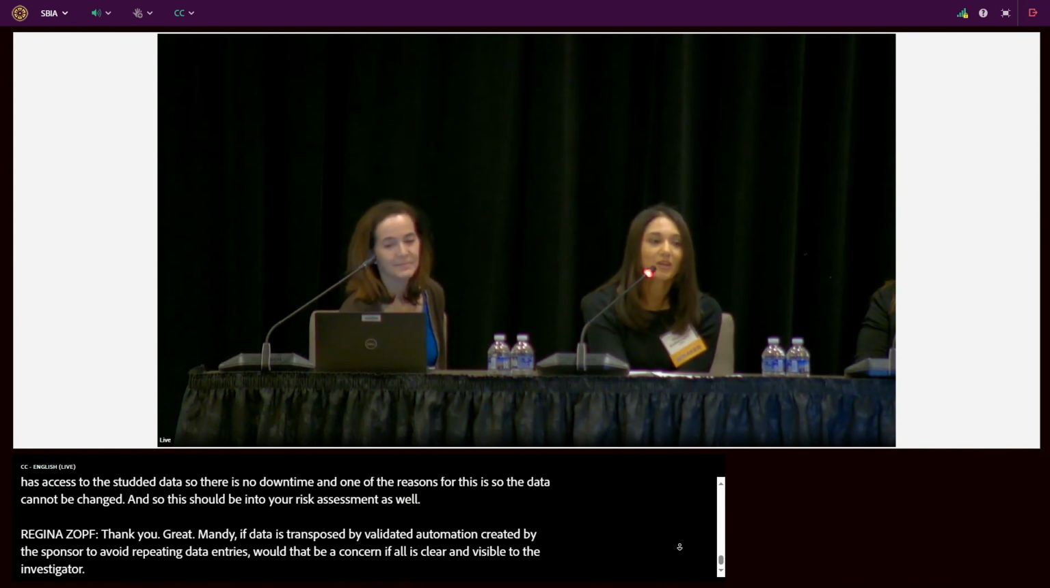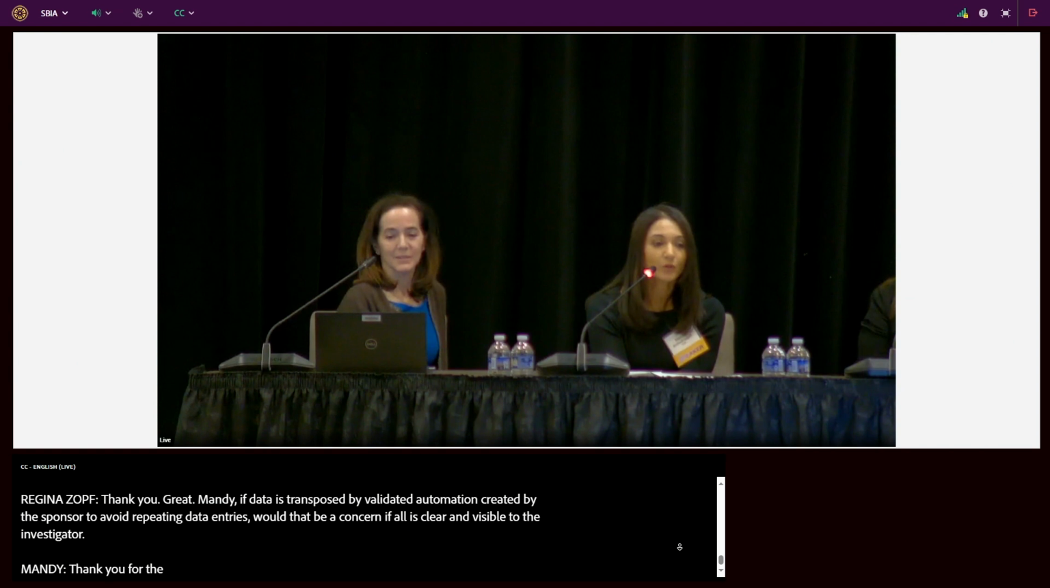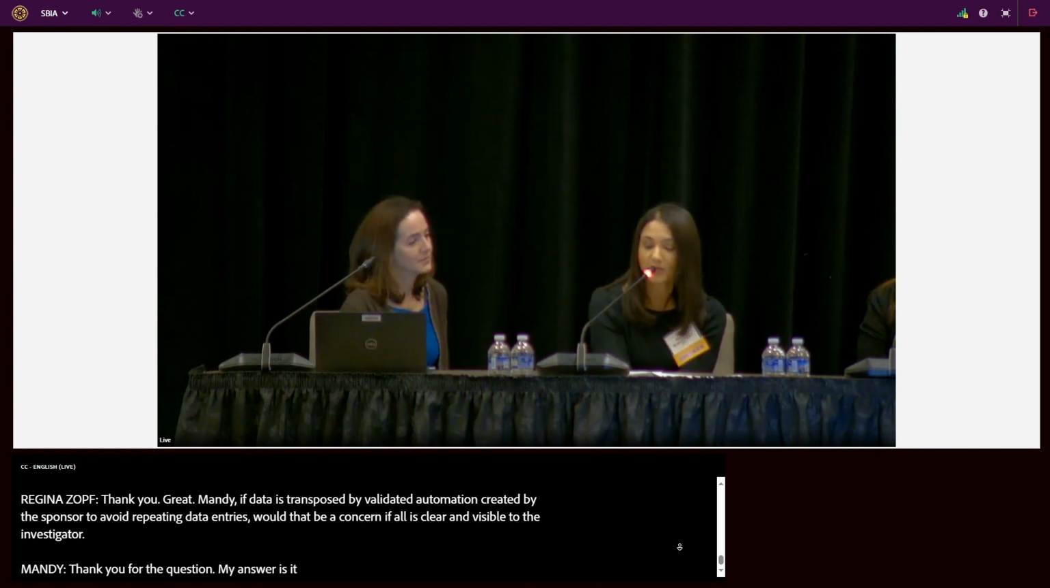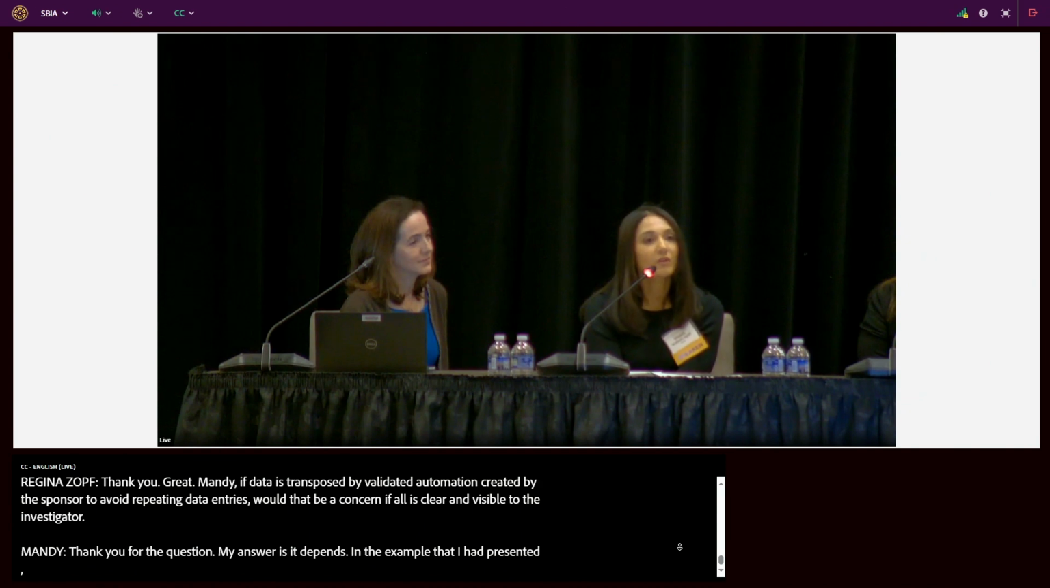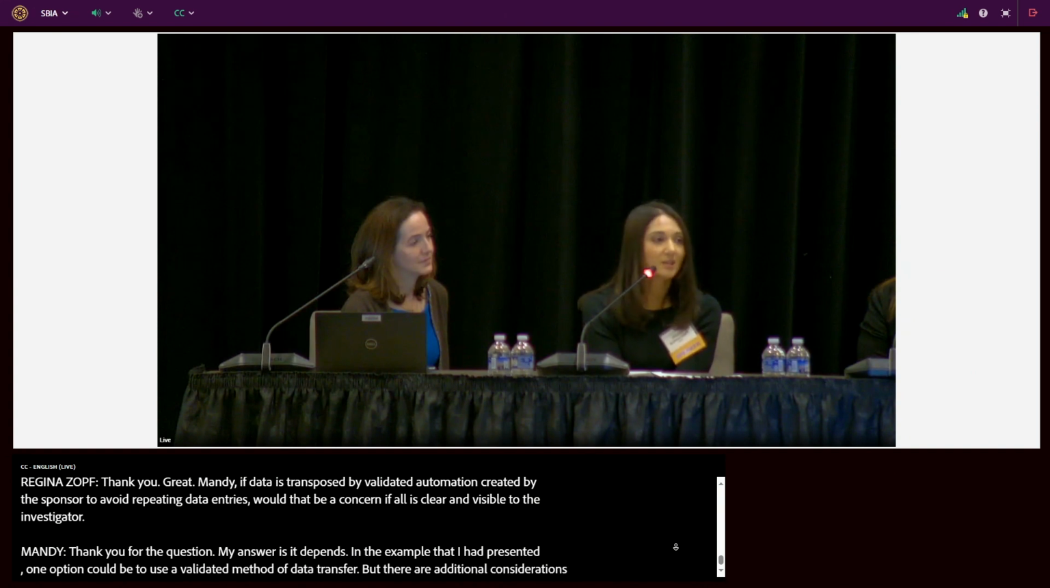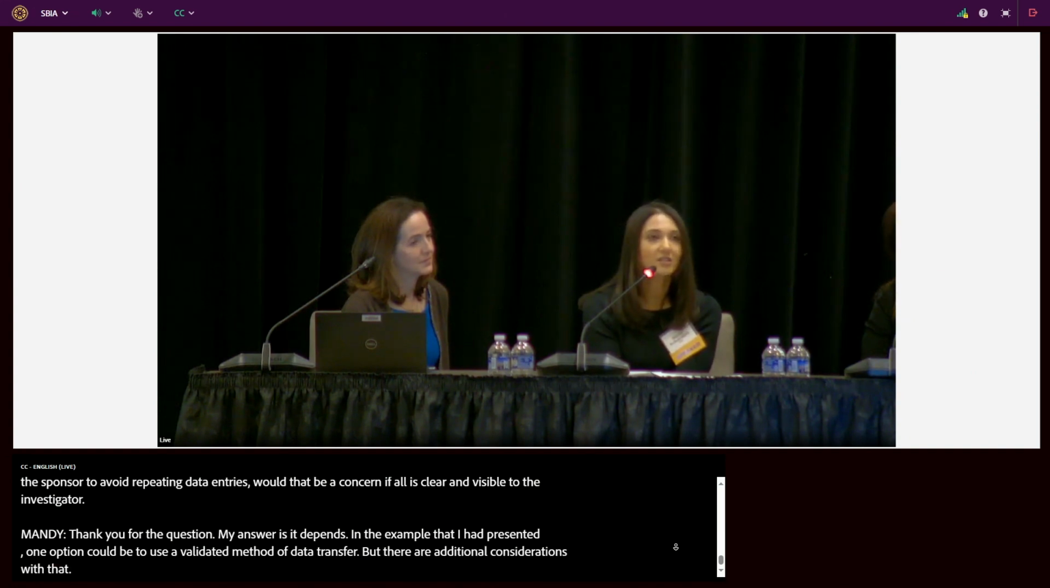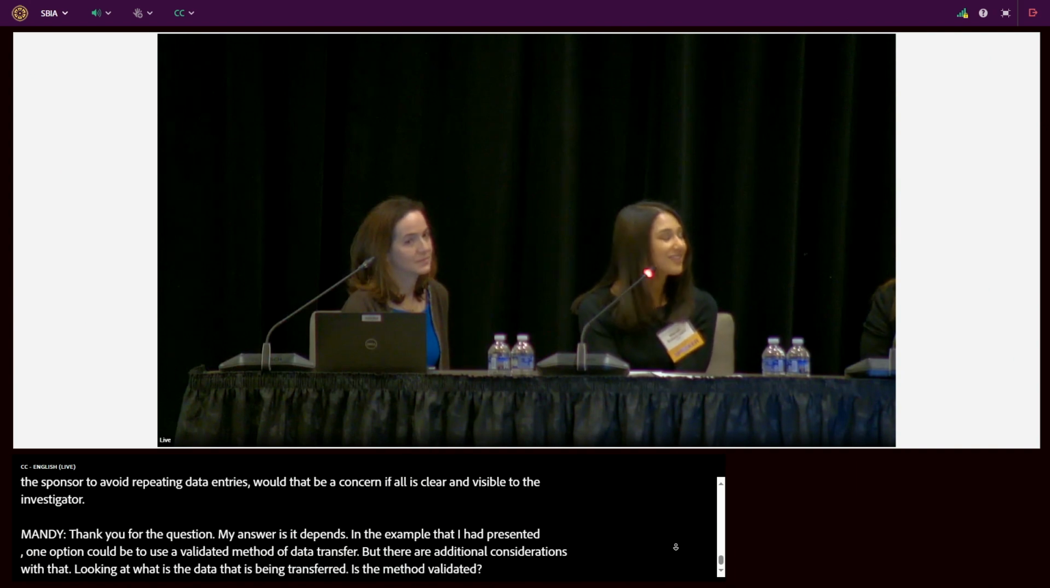In the example that I had presented, one option could have been to use a validated method of data transfer. But there are additional considerations with that in terms of looking at your risk assessment. What is that data that is being transferred? Is that method validated? If it's going from another system, is it accurate in that system?